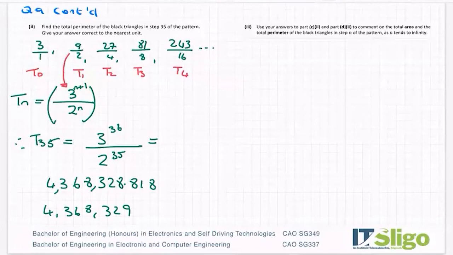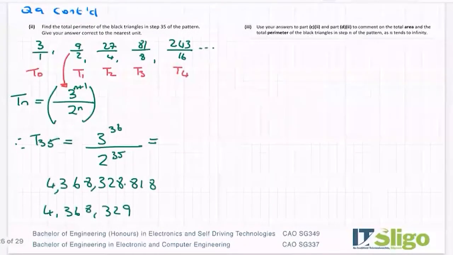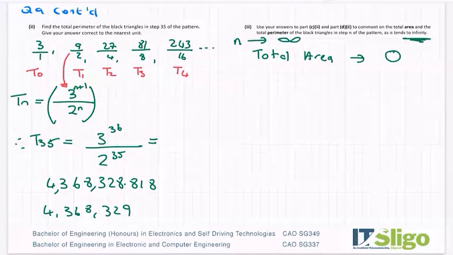Okay, part 3. Use your answers to part 2, the sum to infinity of the original fraction being 0. Use your answers to that and to D part 2 to comment on the total area and the total perimeter of the black triangles here. Well, the total area we said was going to be 0 if we went to infinity. As n tends to infinity, we keep stripping away the triangle, and we're going to be left with nothing. So the total area is 0.